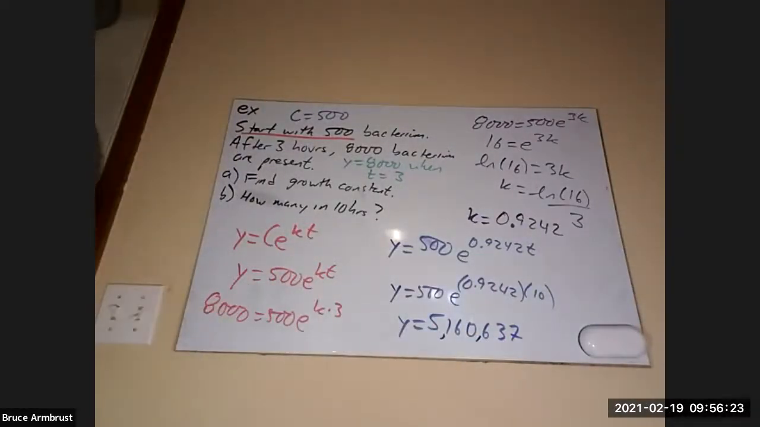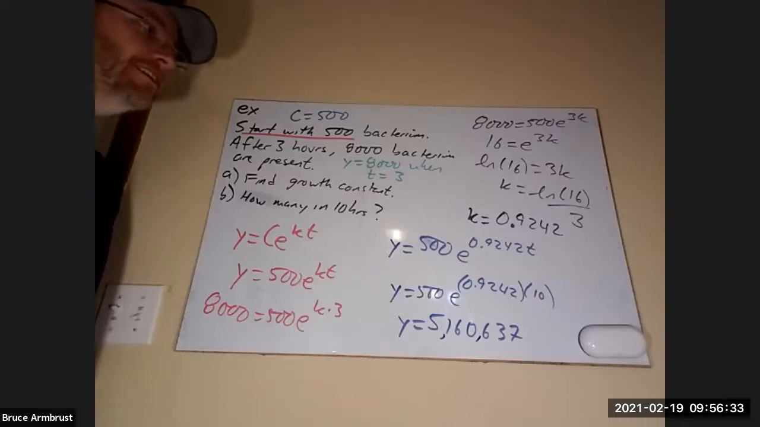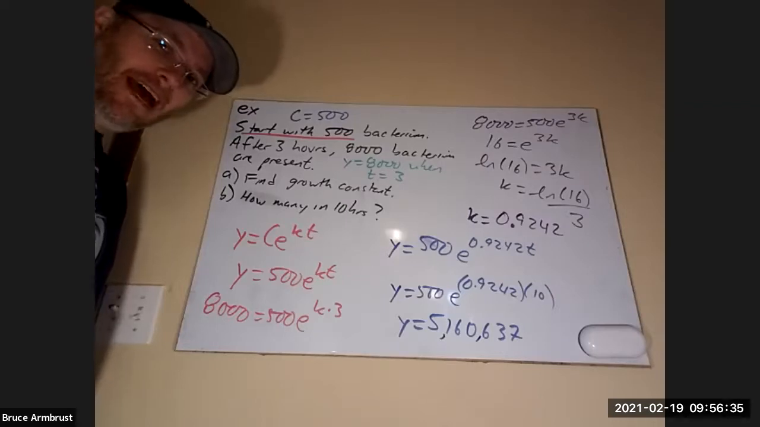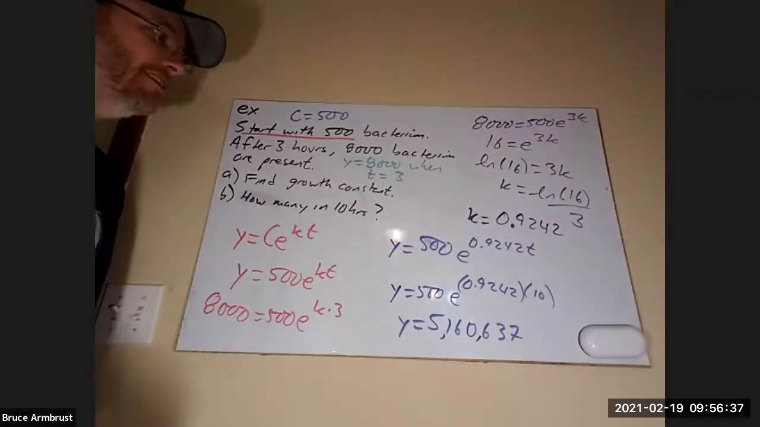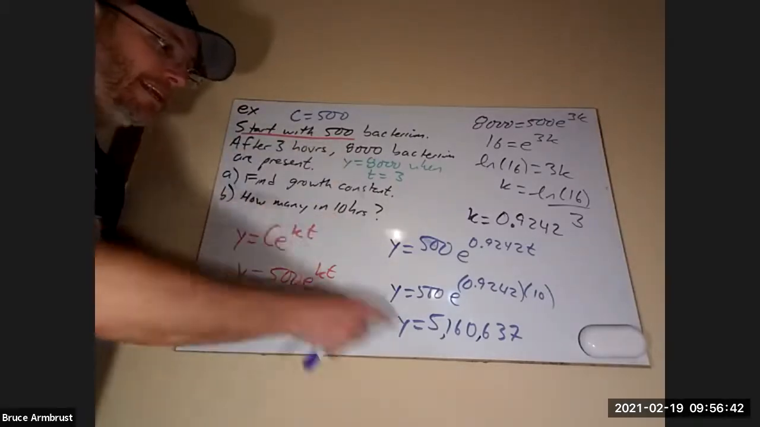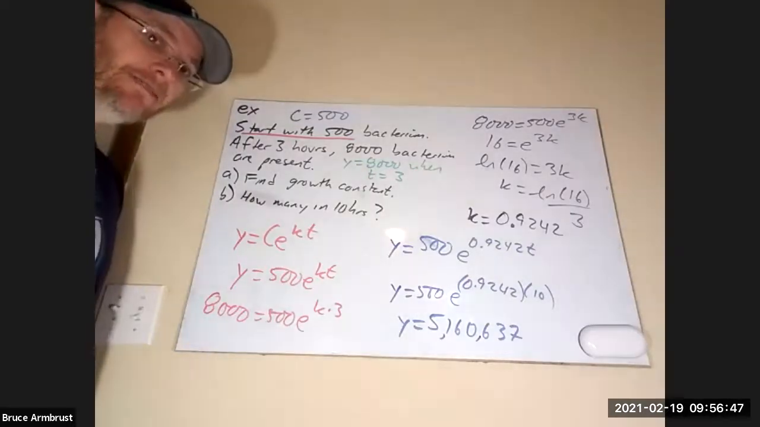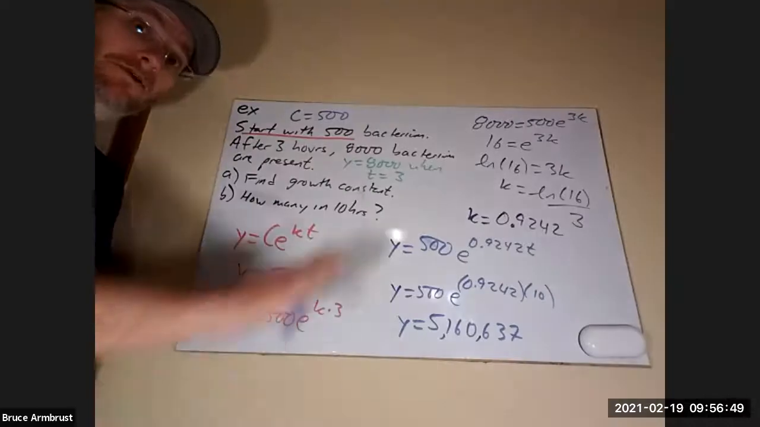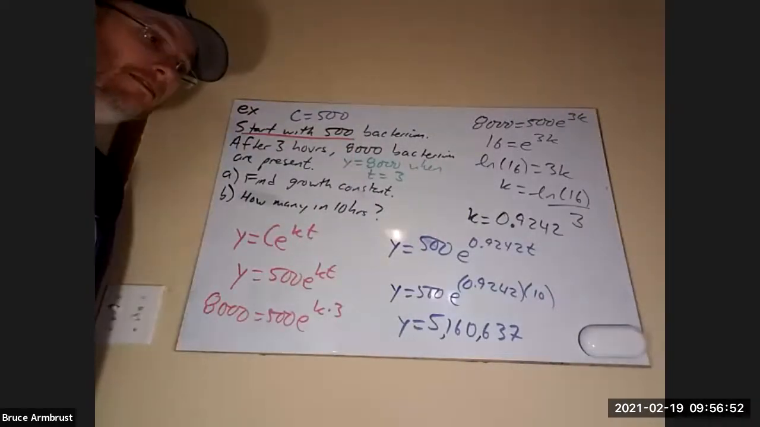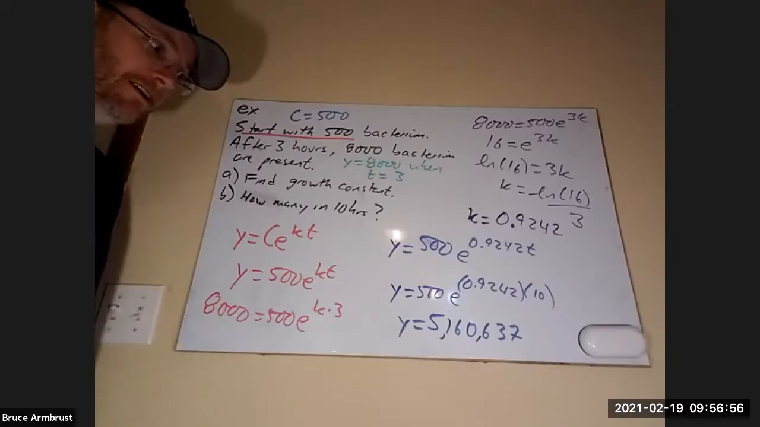So check it out. In 10 hours, they're going to be over 5 million of these cells. Holy crap, that grows fast, right? In 3 hours, we'd already gone up to 8,000. By the time we get to 10 hours, we're at 5 million. Well, exponential growth works that way. It grows very quickly, right? Because its growth rate is proportional to how much is there.